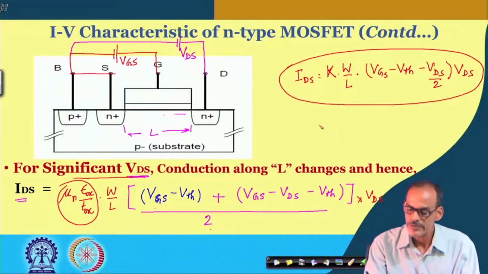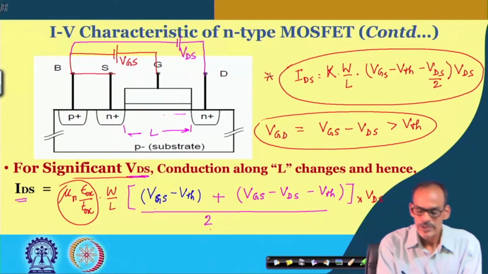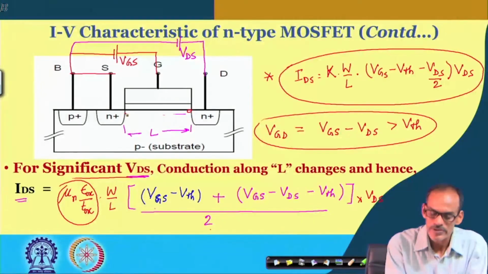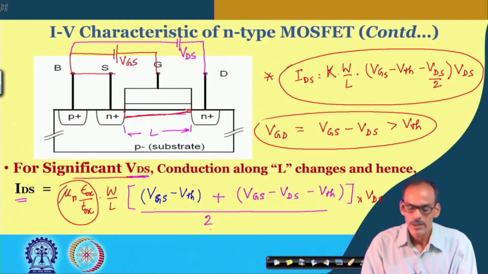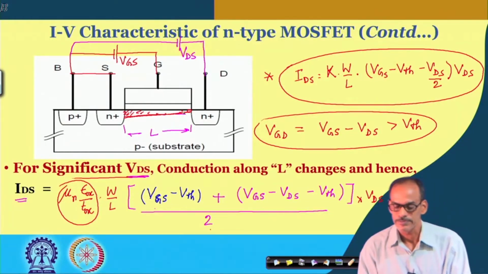and this is valid as long as VGS minus VDS, which is actually VGD, is higher than VTH. As long as this is satisfied, we can say that the expression of the current is like this. In other words, the channel exists here as well as here, but of course, they have different strengths. So, you may say that the strength of the channel is kind of tapered. Here it has strong conductivity, here it is weak.